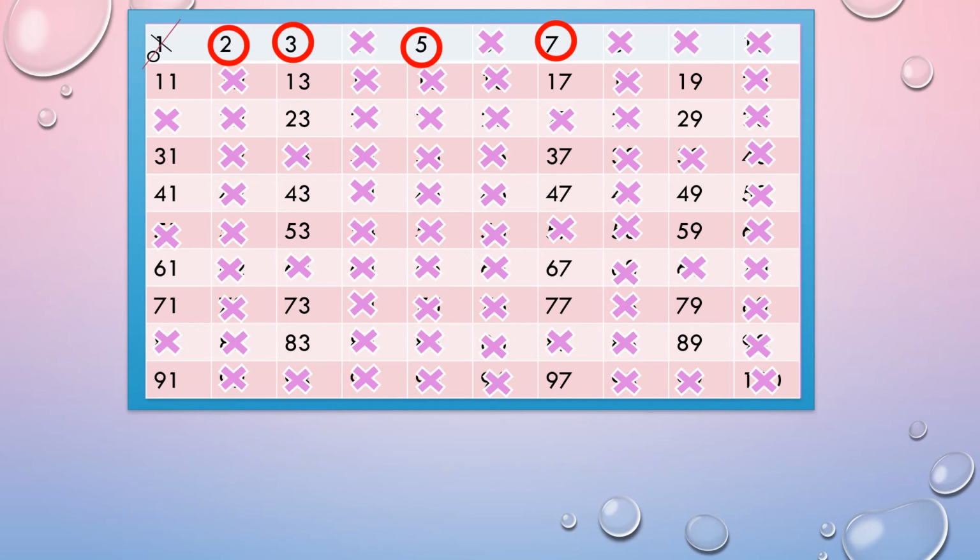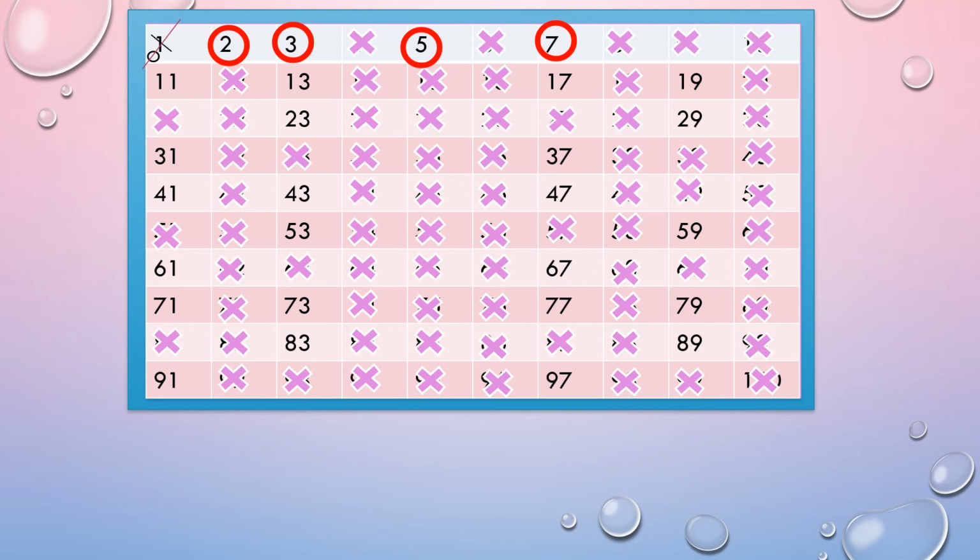Crossed out. 7 fours are 28. Crossed out. 7 fives are 35. Crossed out. 7 sixes are 42. Crossed out. 7 sevens are 49. 49 is still there. Let's cross it out. 49. Okay.